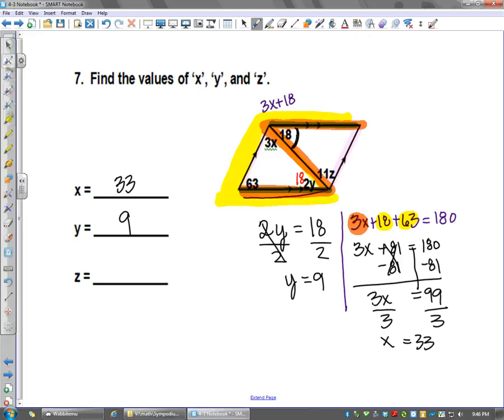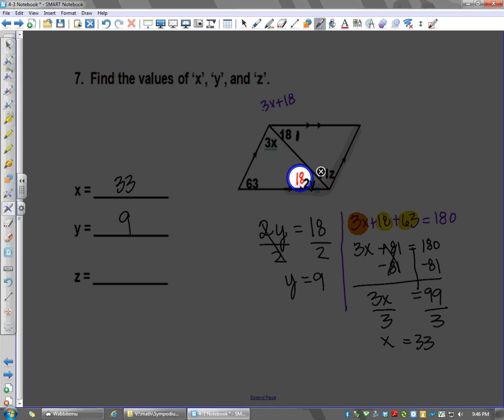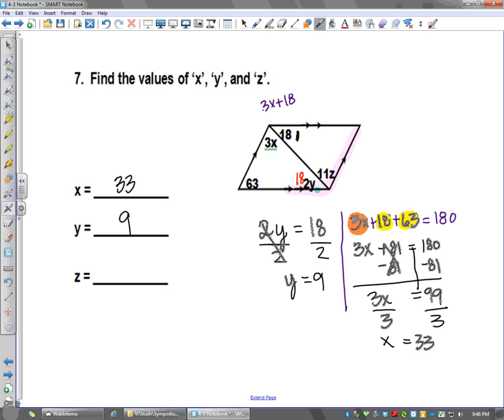Okay. Now I'm going to erase some of this because we're getting too much junk here. Okay. If I look at this angle, which keep in mind this angle is 18. Okay. So if I look at that angle, again, the angle addition postulate tells me that this is 11z plus 18.